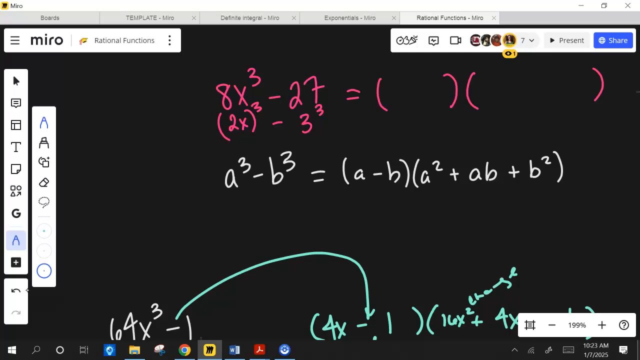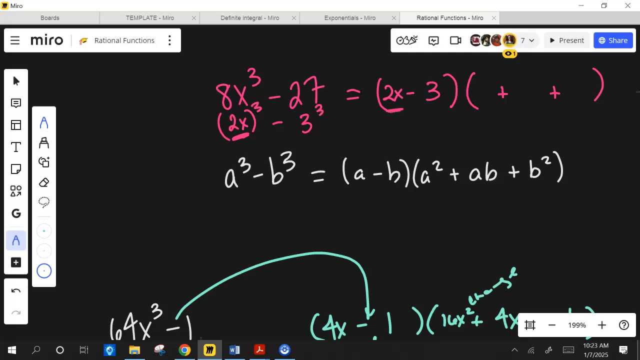What are the signs going to look like inside? Minus. Okay. First parenthesis. What did you multiply 3 times to give you that first term? 2x. What did you multiply 3 times to give you that second term? 3. Take these numbers and use them to fill this in.